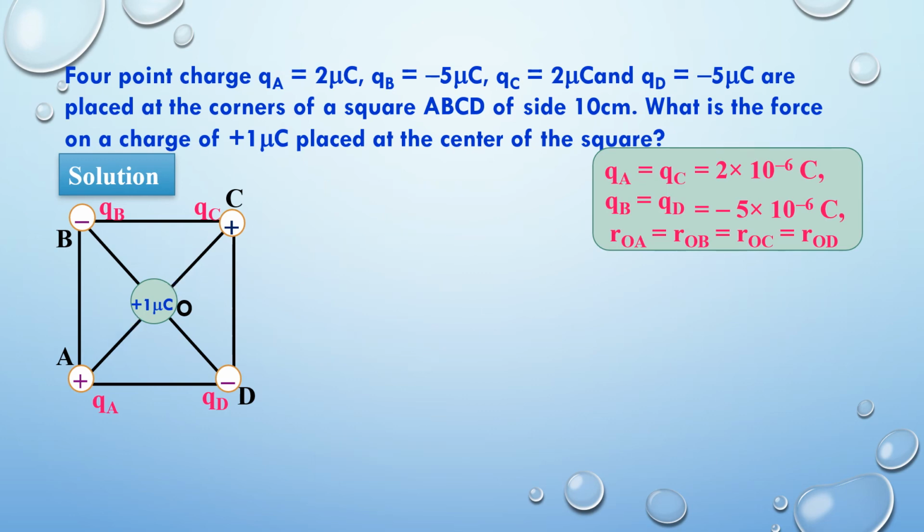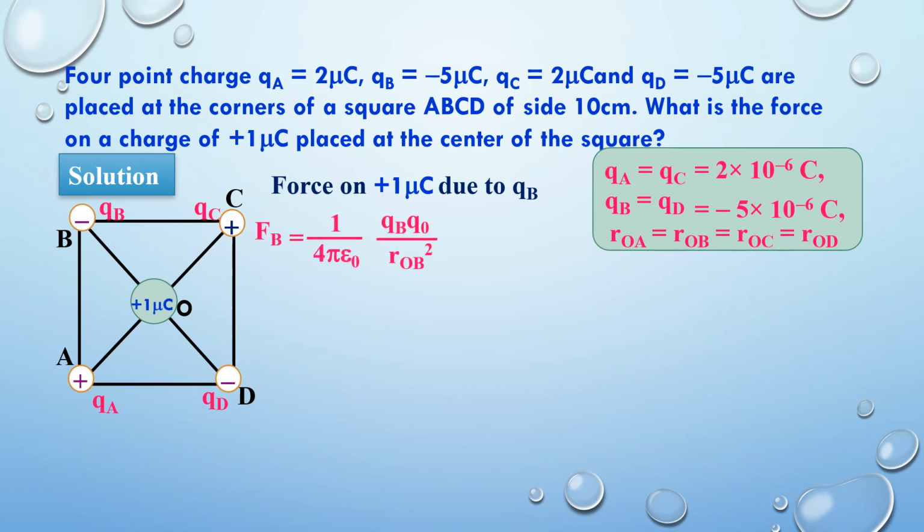Coming to the next part, let us now say the force on the charge which is at the center due to the charge at B can be written as 1 upon 4 pi epsilon naught QB into Q naught upon ROB squared, where ROB represents the distance between the charge at point B and the charge at the center. And we find out that this force is along OB. Because it is a negative charge, the electric field line should be inverse, or you can say there is an attractive force between both the charges. Since there is an attractive force between both the charges, the direction of force is along OB.